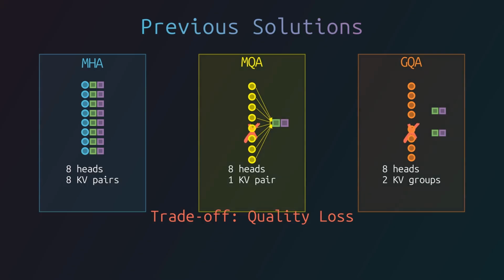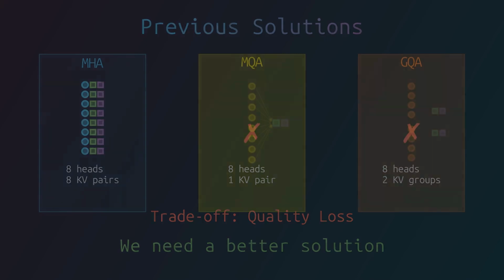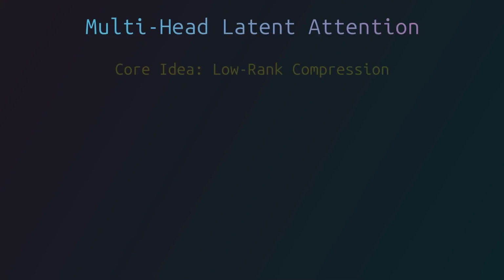The X marks across the second and third panels capture the punchline. These tricks do save memory, but they often pay with quality, so we still want something better. Now we introduce the core MLA idea.